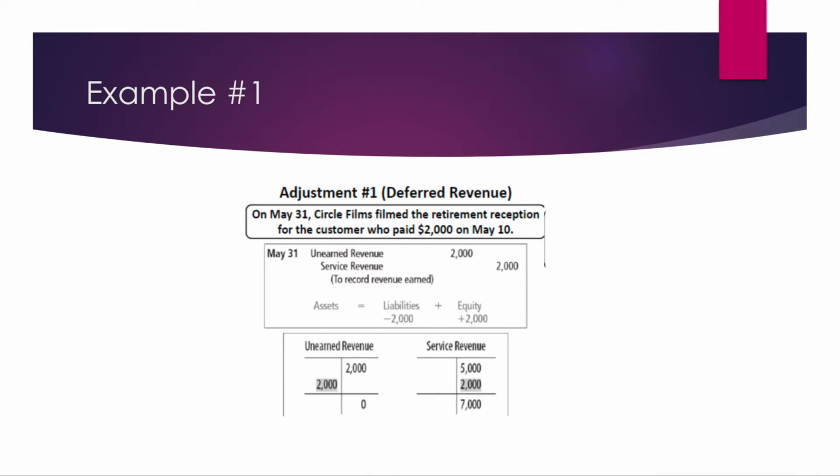Here is an example of deferred revenue, where on the 31st of May, Circle Firms filled the retirement reception for a customer who'd paid $2,000 on May 10th. Here you can see unearned revenue is debited for $2,000 and service revenue is credited for $2,000. Therefore, assets and liabilities equal zero to show the adjusted entry.